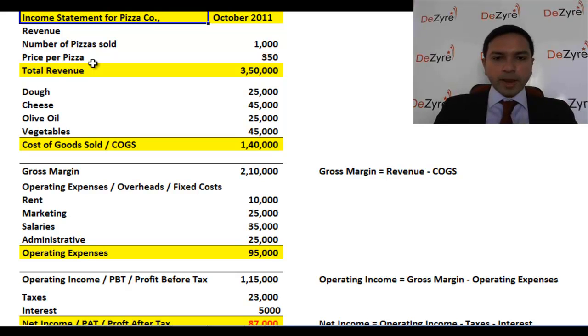So with that out of the way, one other thing I wanted to do today before we get into the goals is show you what a real-life income statement looks like.